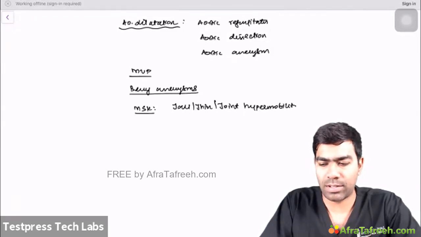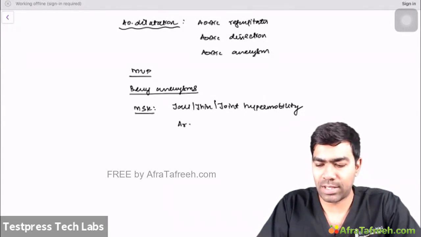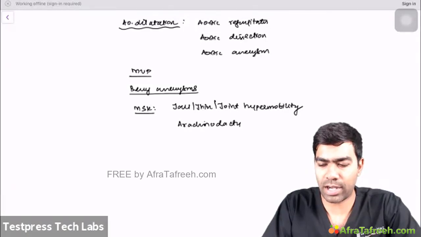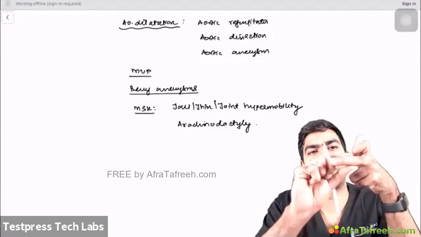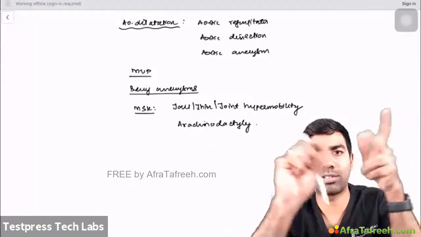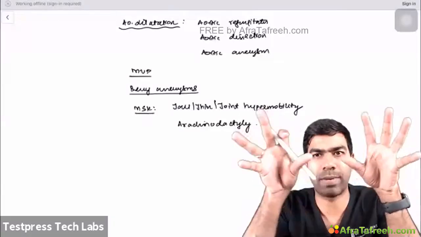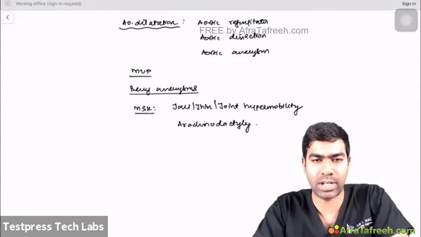And we know that, joint hypermobility. And typically, they tend to have these slender fingers, these thin and slender fingers. This is what we refer to as arachnodactyly, like a spider finger. So long, slender, thin fingers, like a spider kind of scenario. So spider legs. That's called arachnodactyly. That's where the name came from.